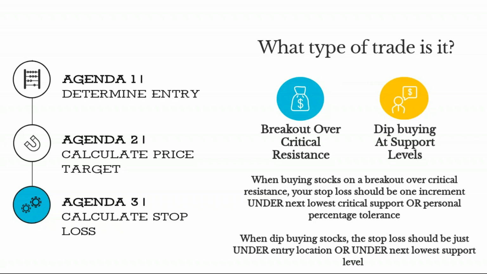Now, when you dip buy stocks, this is easy. The stop loss should be just under your entry location or under your next low support level. Again, I want to stress that the reason we dip buy at a support level is in anticipation of a bounce off that support. So there's no other reason than that bounce to be in that trade setup. Knowing that, we can have a nice tight stop loss tucked in just a few cents under that support level, to exit the trade at a very minimal loss if it does not hold and bounce off that level like we anticipate.